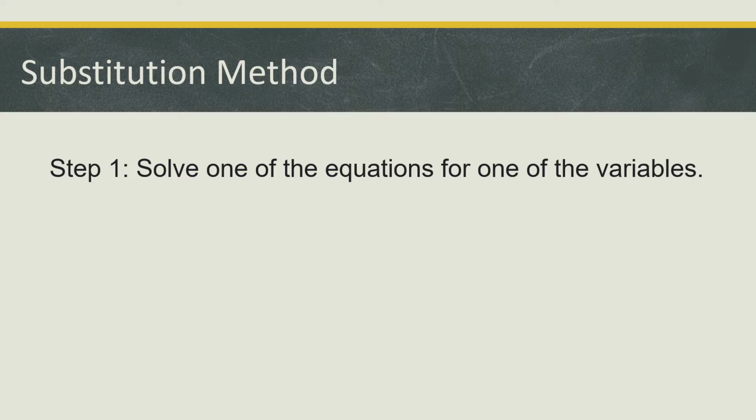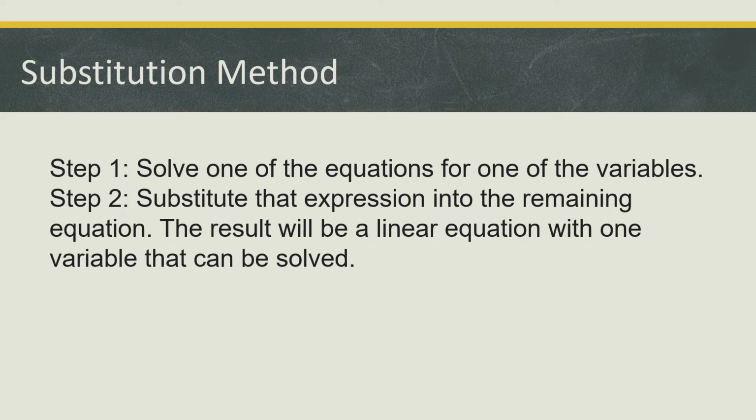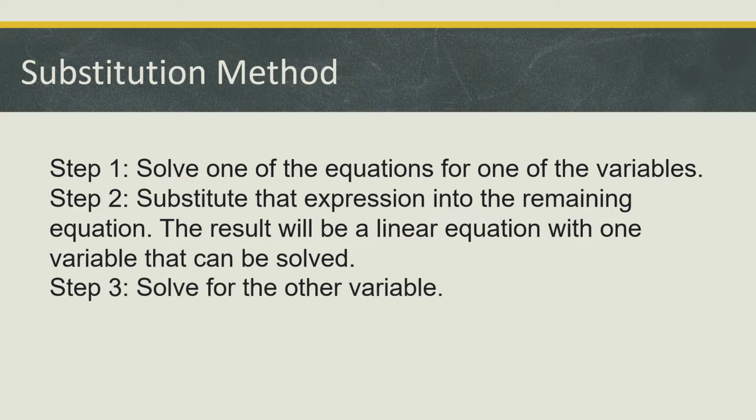The first one is to solve one of the equations for one of the variables. So you can either solve for y or for x, it doesn't matter. Next, substitute the expression into the remaining equation. The result will be a linear equation with one variable that can be solved. So you can either find the y first or the x first. And then the last step is to solve for the other variable. So if you found the y first, your last step will be to solve for the x.